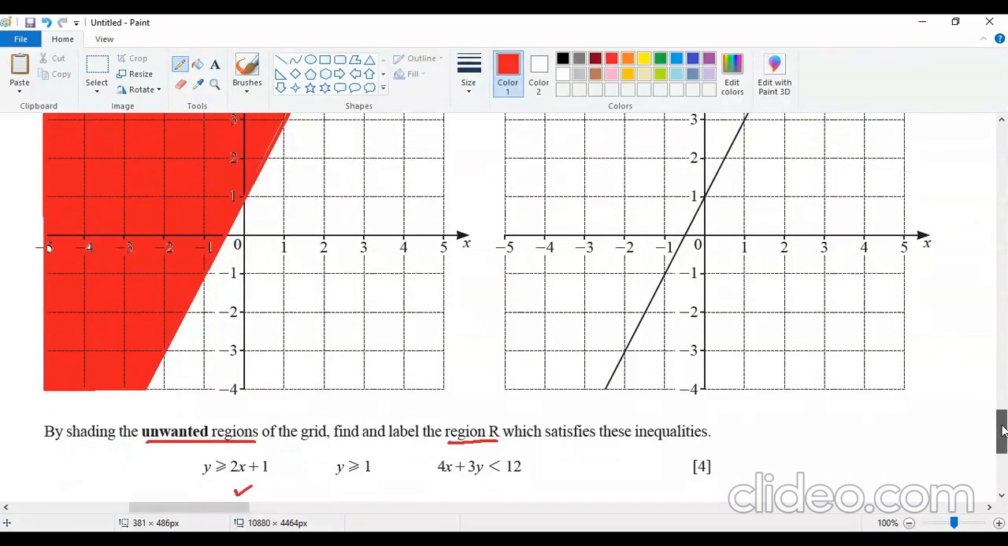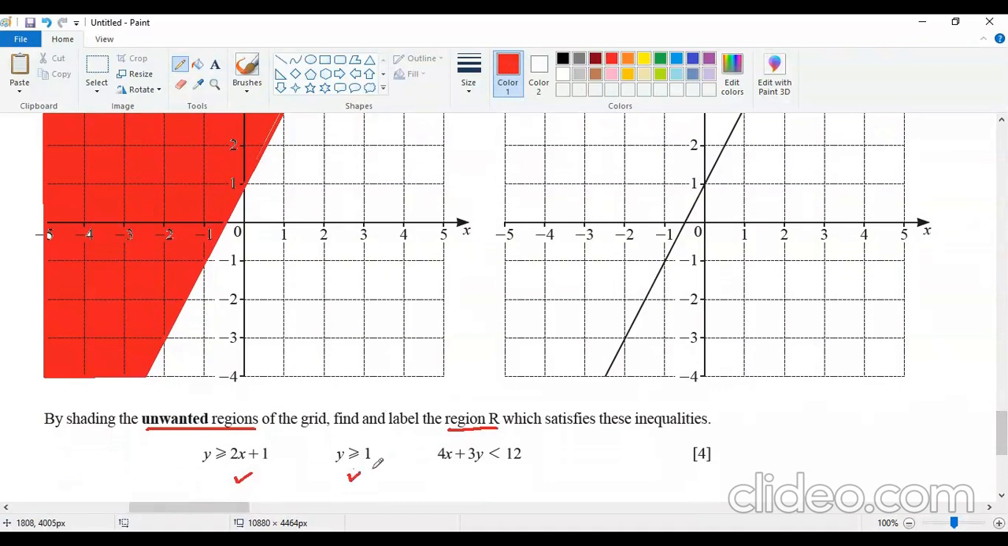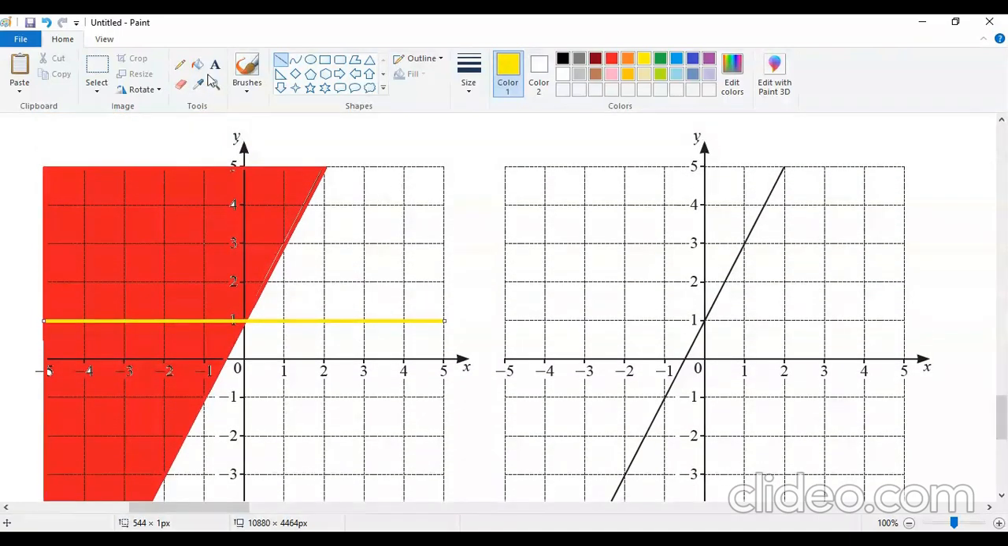Then comes the second part. The second part is saying every value of y greater than or equal to 1. That means you need to make a straight line on y equals 1. So this is the line y equals 1 and everything above it is greater than. That means this area has to be also shaded, the area above this line. So this area has to be also shaded.